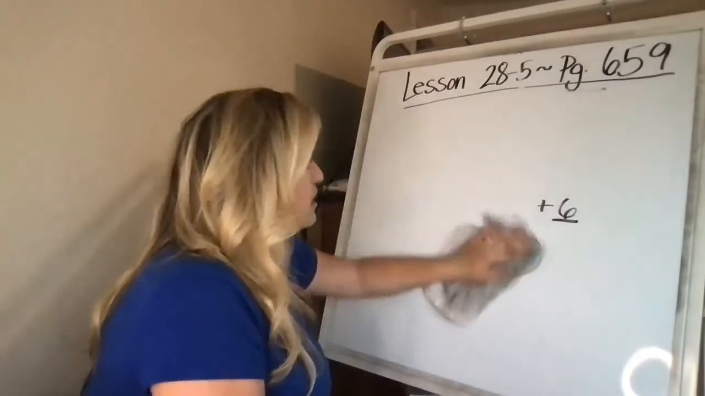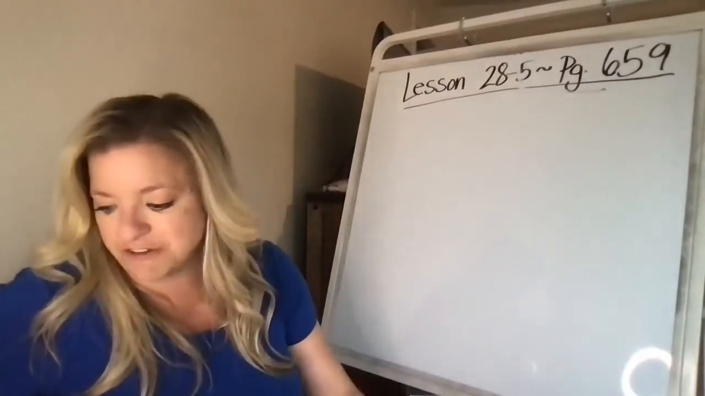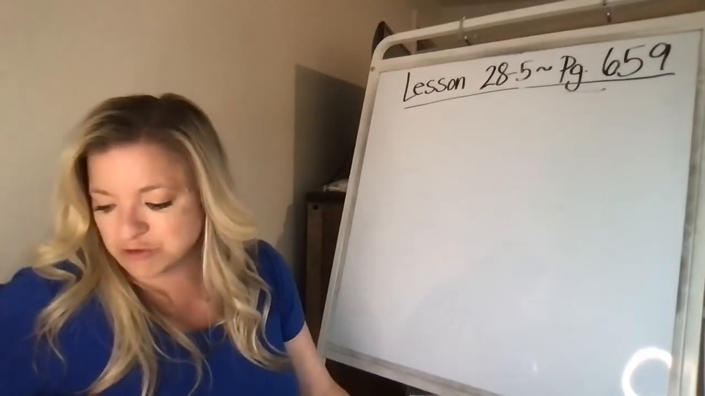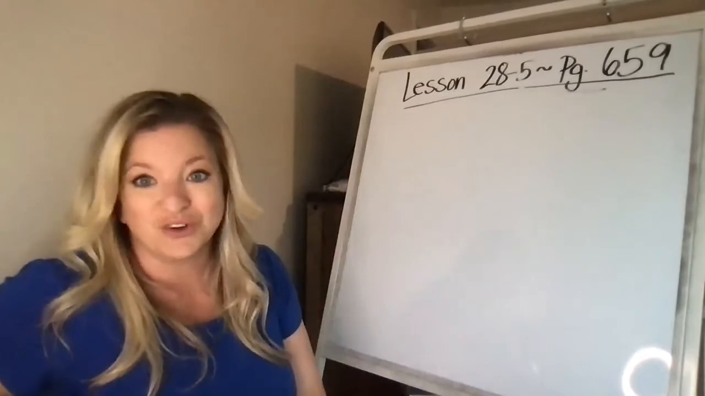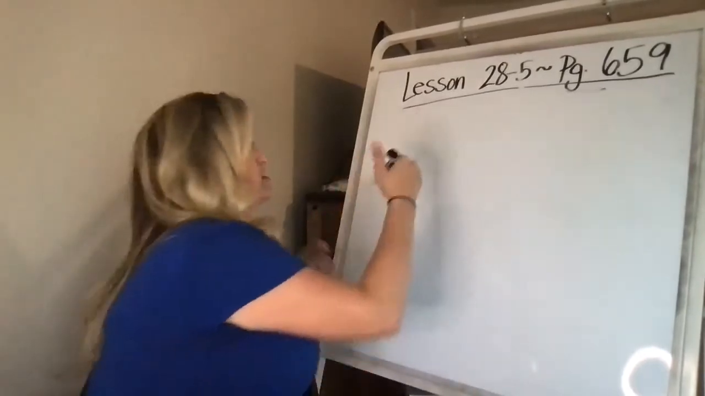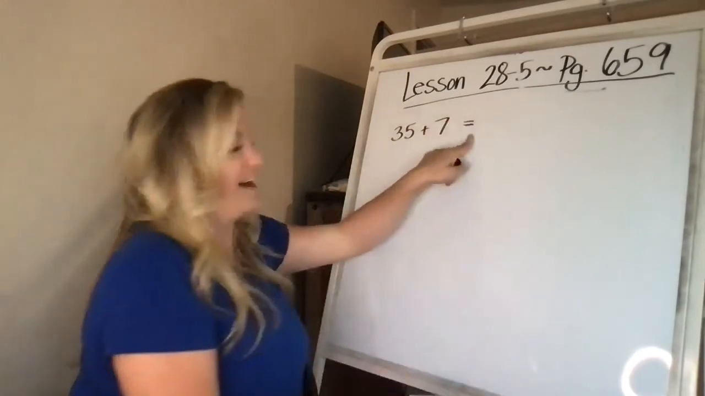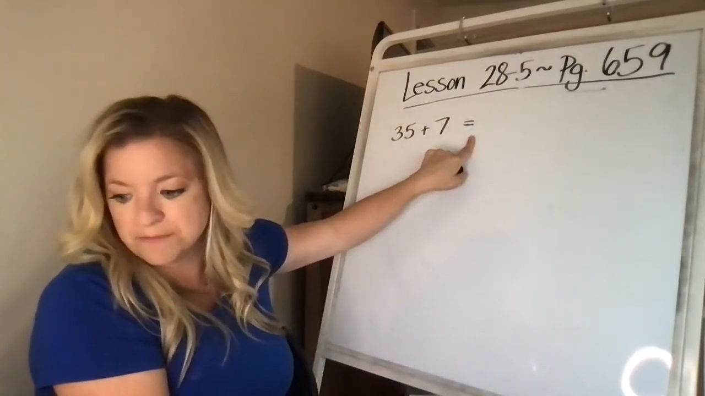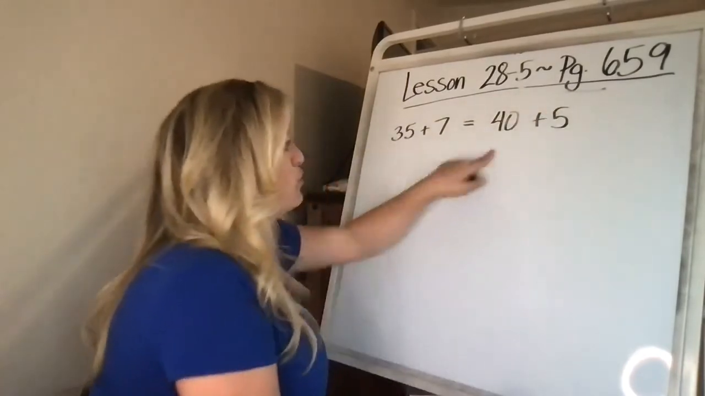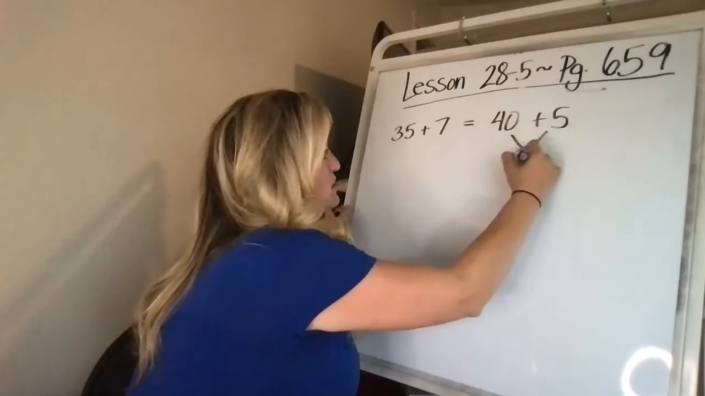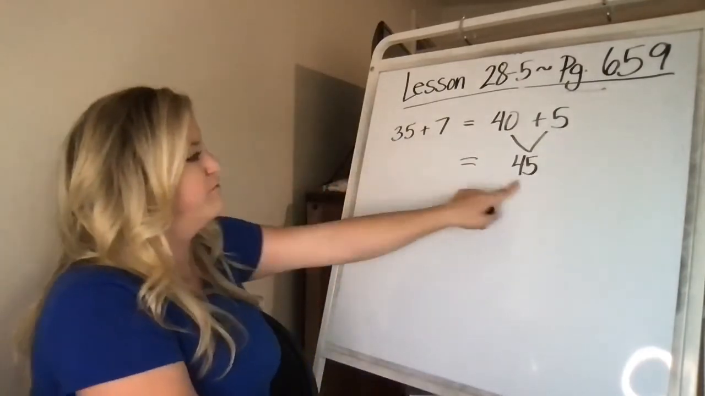One more, and it's our good old friends Boom and Buzz. Boom says 35 plus 7 is the same as 40 plus 5. Is he right? How do you know? The only way we know is to solve it. So we're going to do 35 plus 7 is the same as, that's what that equal sign means, 40 plus 5. Well, 40 plus 5, that's easy to solve. That's 45. So now I have to figure out, is 35 plus 7 45?